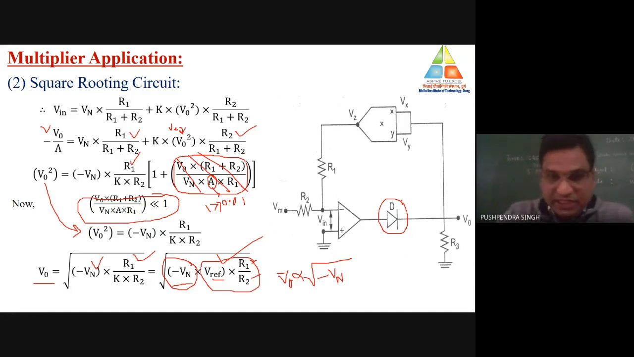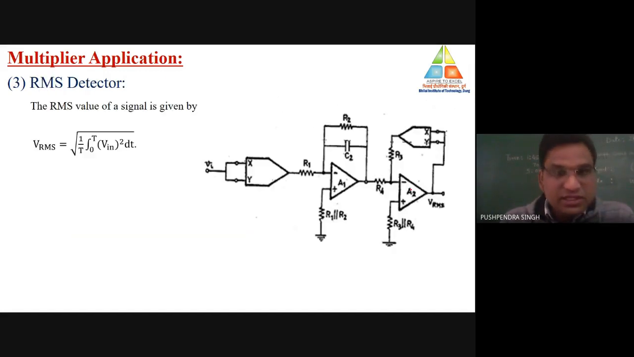Okay. What is the compulsory condition? Either the value of input voltage must be negative, or you need to connect one diode at the output terminal. Okay. So this is all about a square rooting circuit.